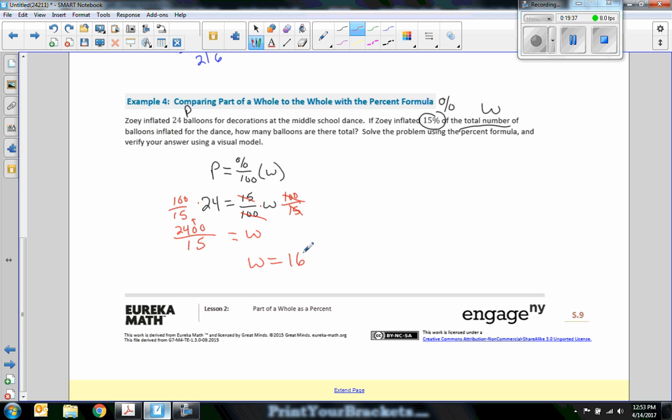This is a common mistake right here. I paused for a second because I honestly forgot to do one thing. Whenever you're finished with a problem, you can always go back and see if it makes sense to you. So it says Zoe inflated 24 balloons, and that was 15% of the total. What's the total? Well, if I have a total of 16 balloons and she inflated 24, that's not possible if you only have 16 balloons. So what am I missing here? I'm missing the 0. 2,400 divided by 15 is 160, not 16. Now that makes more sense. 24 balloons is 15% of the total. The part had better be less than your total, obviously. Part can't be more than that.